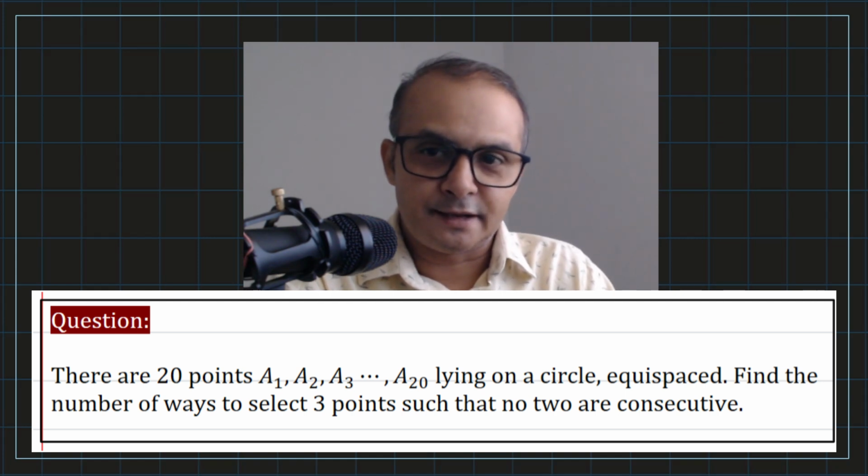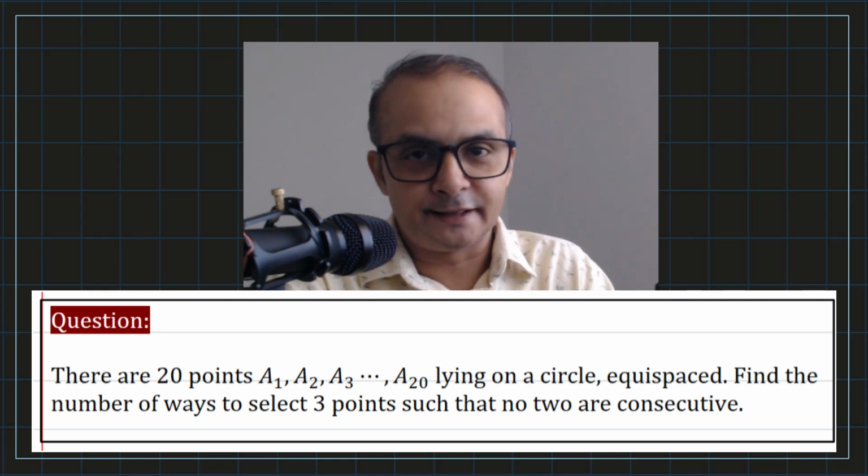In the general version, we can say that it is a question of the number of ways r points can be chosen from n points given on a circle such that no 2 points are consecutive. So our aim is to derive the formula.